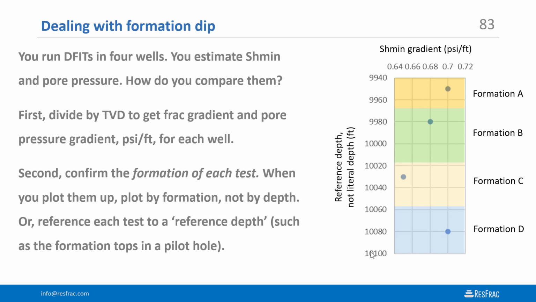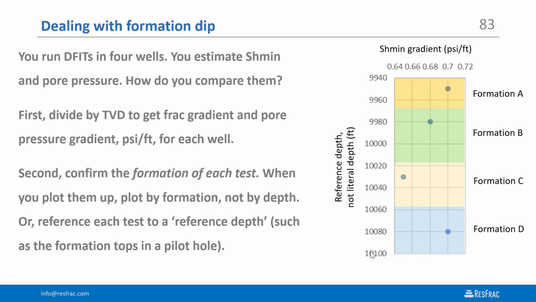What you want to do is figure out what formation each of these DFITs was performed in. And then what you might do, like what we've done here in this plot, is create a reference depth, not literal depth. What that means is we've said at a particular location, this is the location of the formations versus depth. And then we know we have 4 dots here representing 4 DFITs. They were performed at these locations in those 4 formations. So we're saying if they had all been performed at the same location, this is the depth that those DFITs would have been performed at.